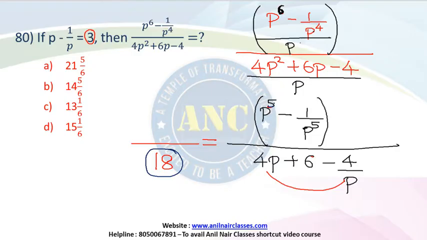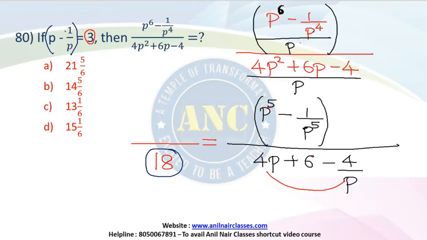Now see here, sir. I want to find p power 5 minus 1 by p power 5. First of all, what is given in the question? p minus 1 by p. Whenever I have p minus 1 by p, I can easily find p square plus 1 by p square. That is not a difficult task.